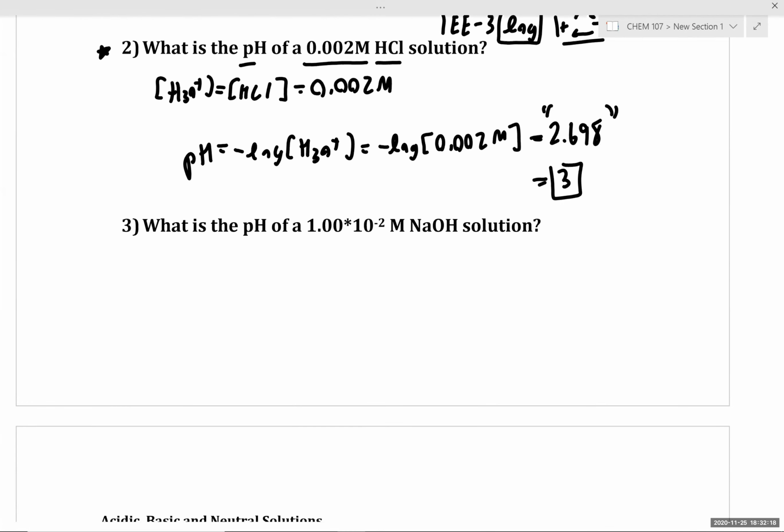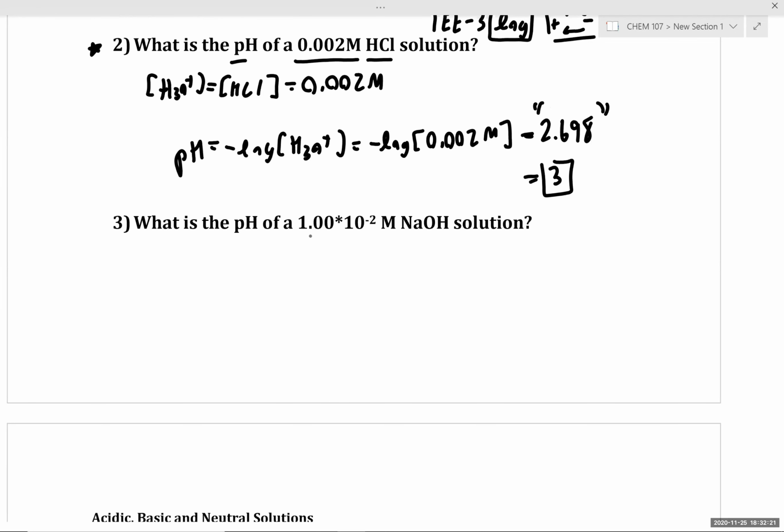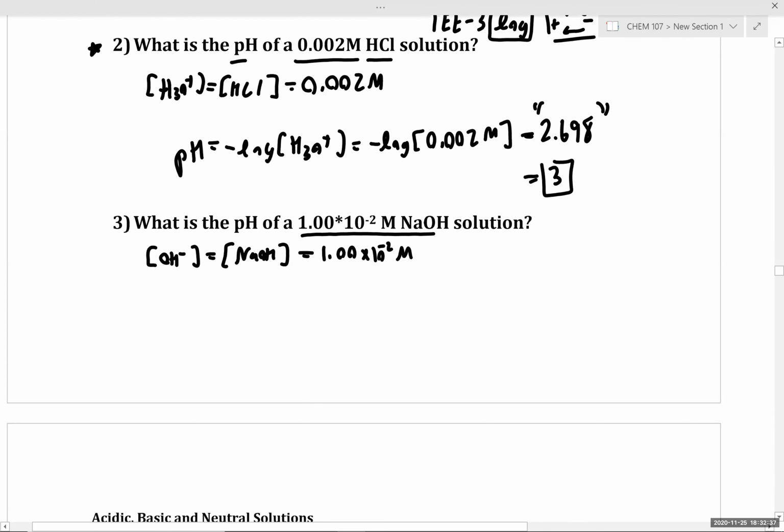This time we're looking at the pH for a sodium hydroxide solution. So in this case, we know that the concentration of hydroxide is going to match the concentration of sodium hydroxide, which is our strong base, and which would be 1.00 times 10 to the negative second molar. Now, we know that we can relate the concentration of H3O plus and OH minus using Kw. So then we can solve for the concentration of H3O plus.